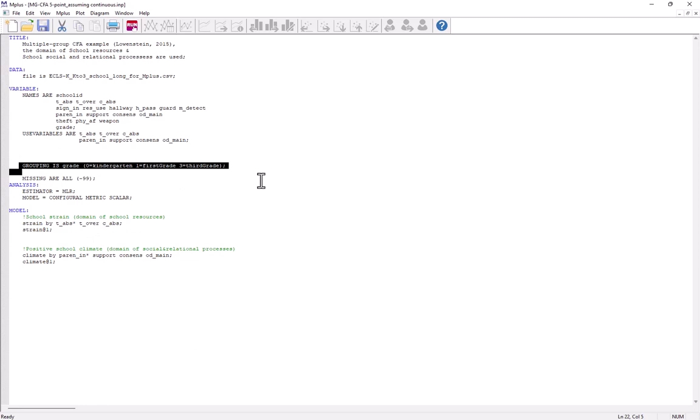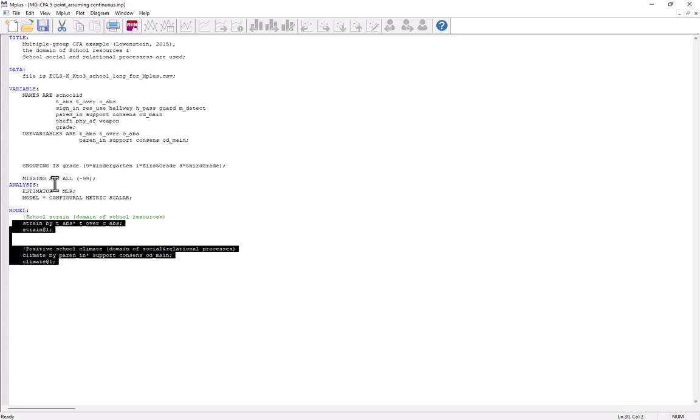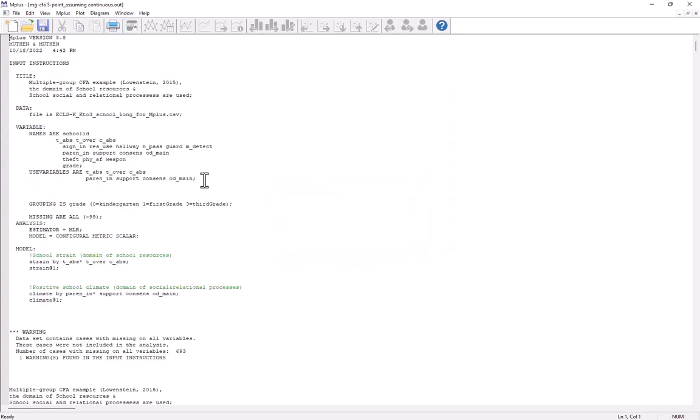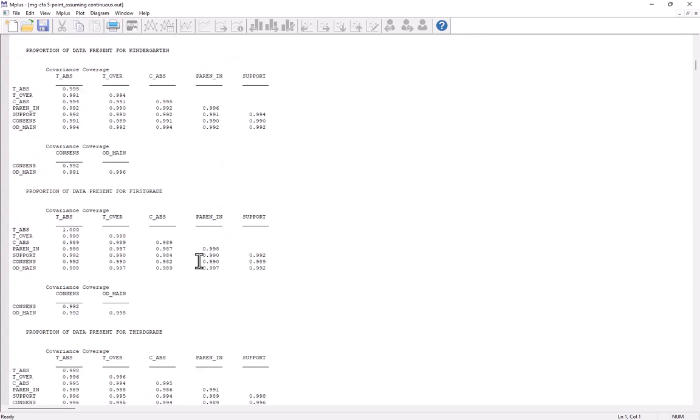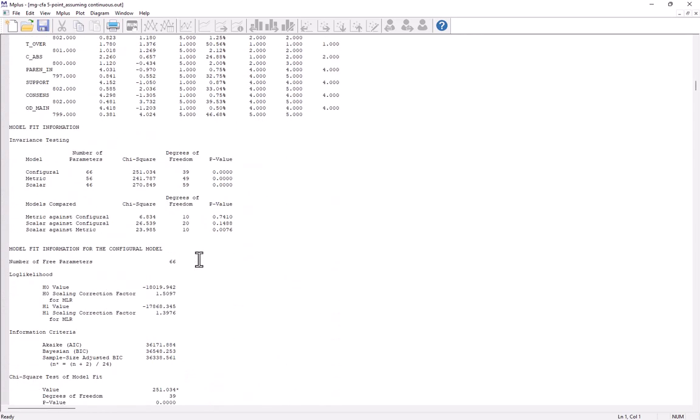Same groups, but now the estimator is robust maximum likelihood, and I have model configural, metric, and scalar, and the same factors, climate and strain. So I'll run this. Now because I'm treating the 5-point Likert scale items as continuous, I no longer have thresholds, I have intercepts. So the parameters are factor loadings, intercepts, and residual variances. You can see here the model fit.